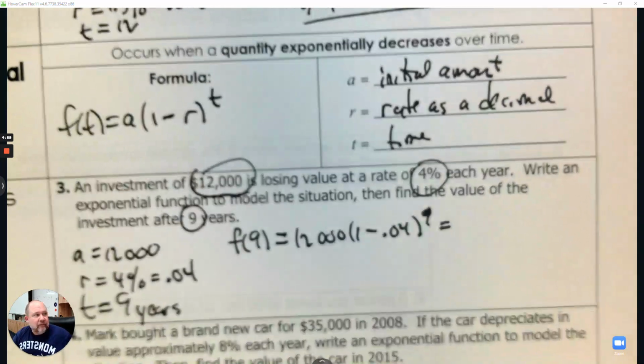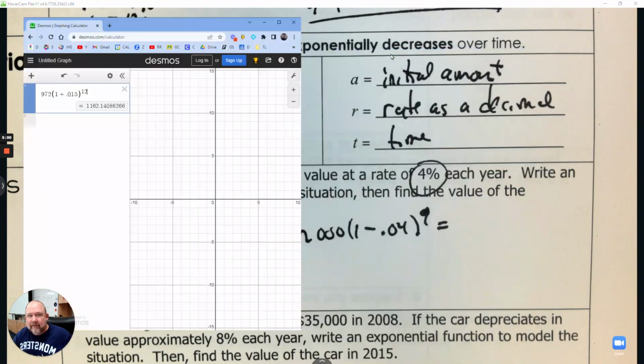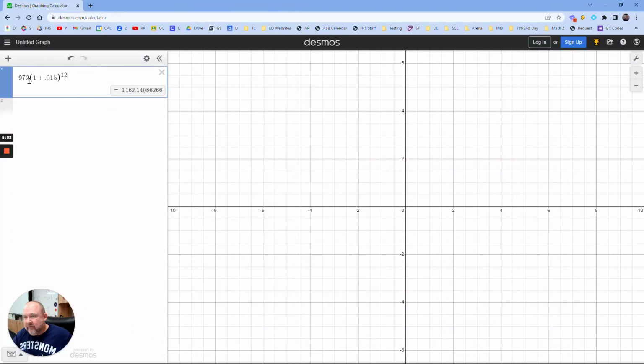And now I'm going to use Desmos to calculate it for me. So again, I'm just going to change this. So 12,000. The rate was subtract 0.04 and then 9 years. And then write down the answer. It's 8,310.